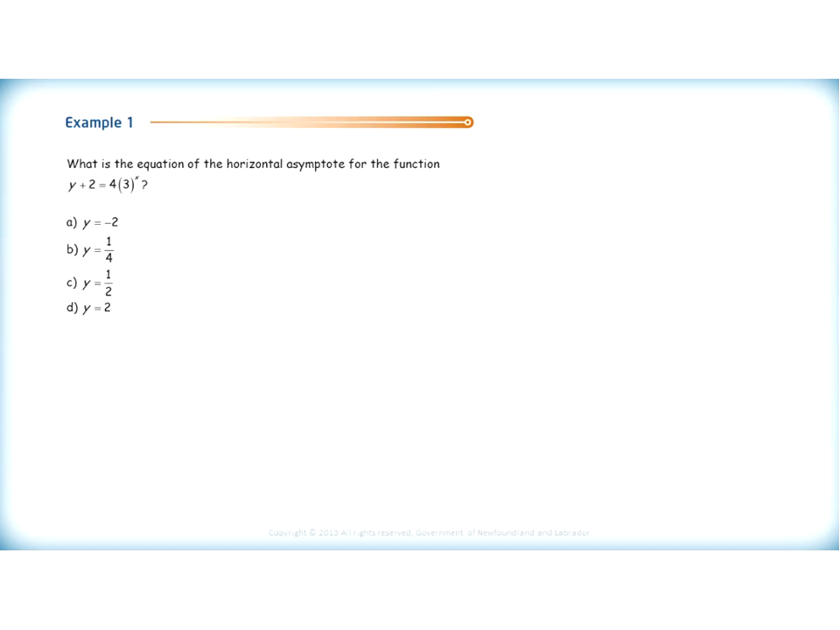Okay, let's have a look at some examples now of transformations here. Again, it might be a good idea for you to pause these recordings as we attempt to do these questions and try them on your own first, and then continue the recording and listen to how I actually do the solution. Okay, what is the equation of the horizontal asymptote for this particular function? y plus 2 equals 4 times 3 to the power of x. Again, if you want to pause the recording, go ahead and do that.